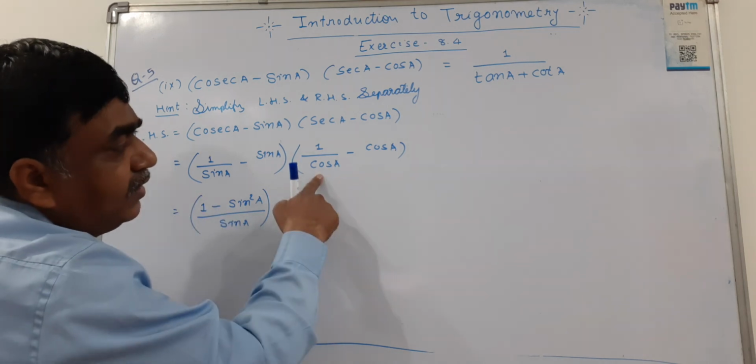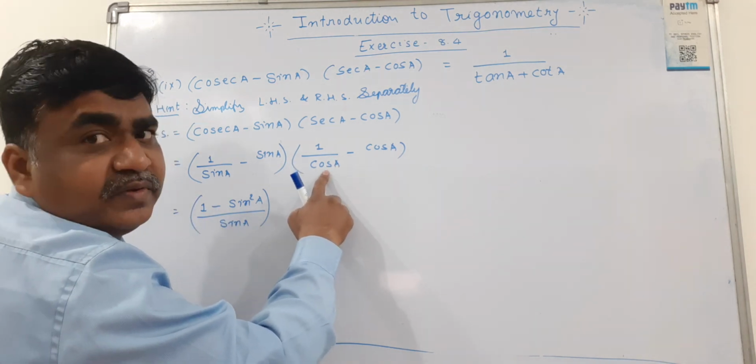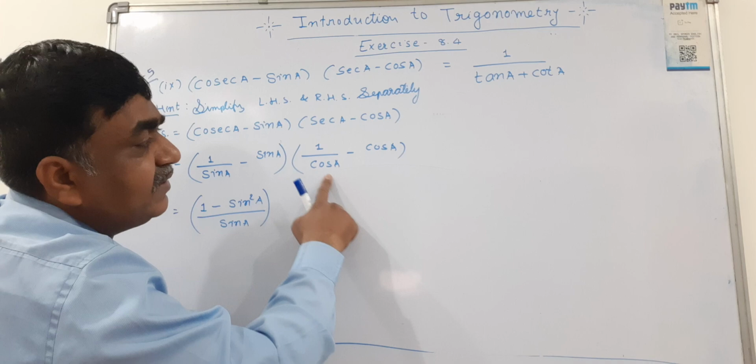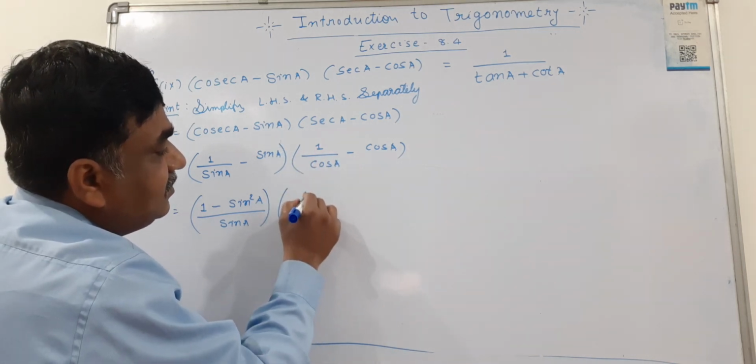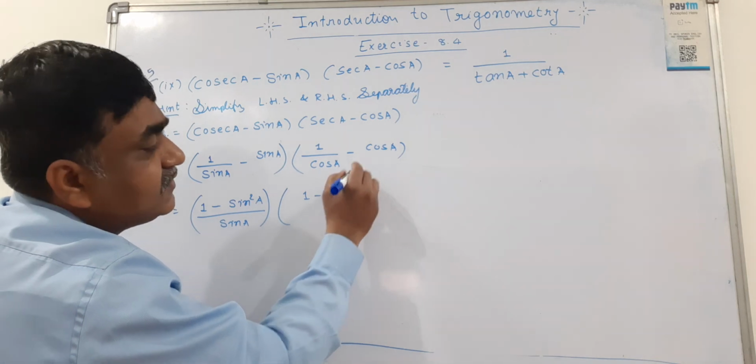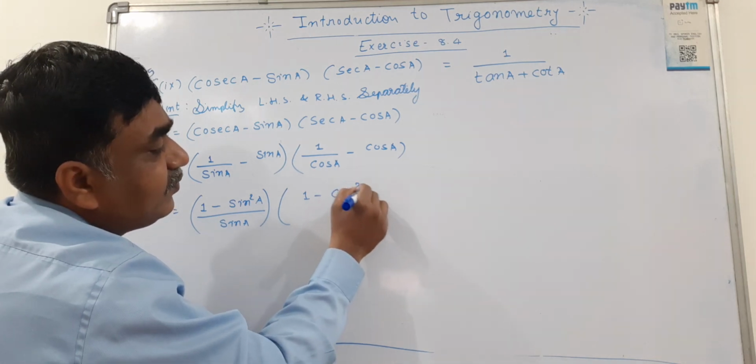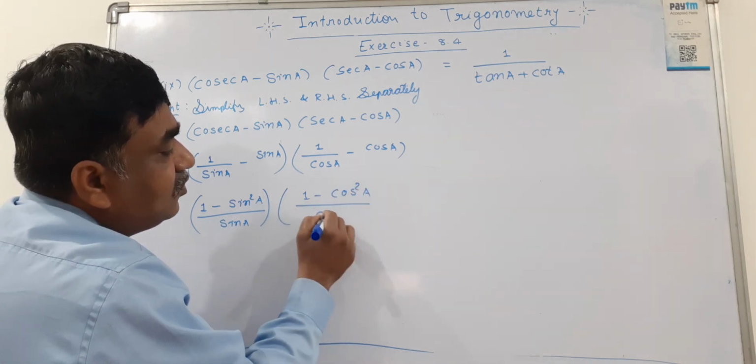Bracket over. Here, same thing, cos A would be our LCM. So, cos A will multiply with this cos A. This 1 is as it is, minus cos A multiplied with cos A, so cos square A, and in division cos A.